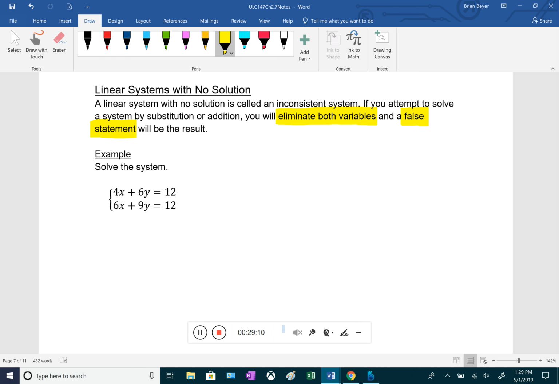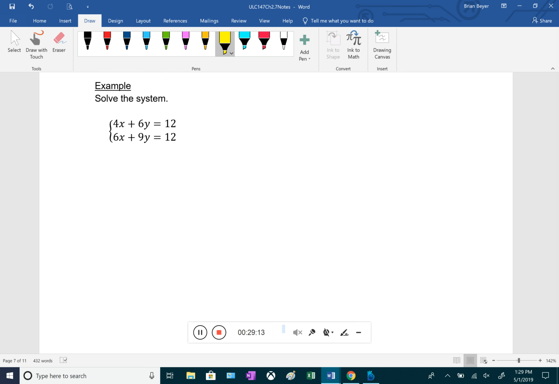So let's see an example of this. We have 4x plus 6y equals 12 and 6x plus 9y equals 12. Let's decide to cancel the x variable. To cancel x, we would have to multiply the first equation by 3. We are trying to get the coefficients to be 12 because that's the least common multiple of 4 and 6. So we would multiply the second one by 2, but let's multiply it by -2 so that they're opposite signs, so when we add them they cancel.